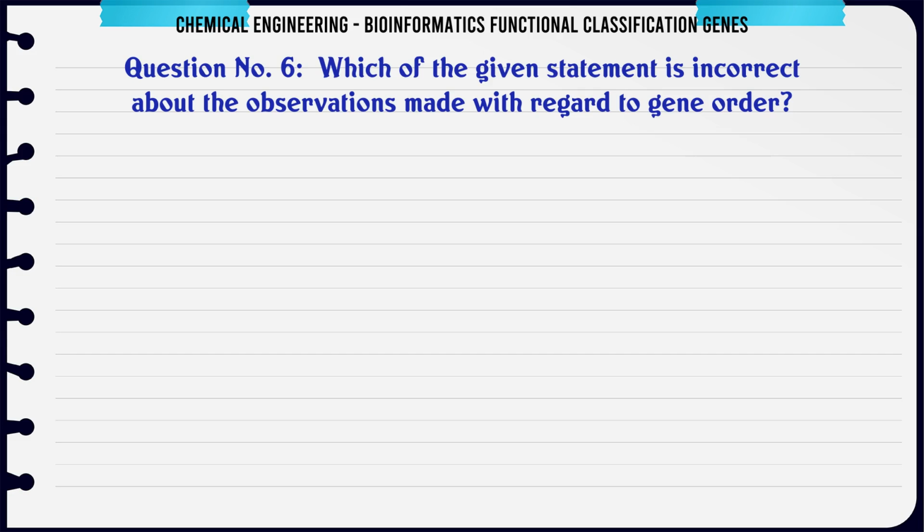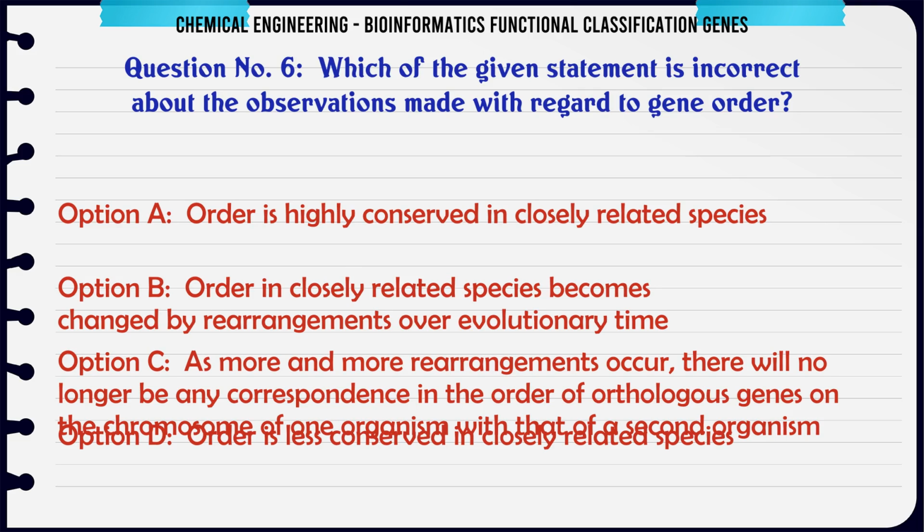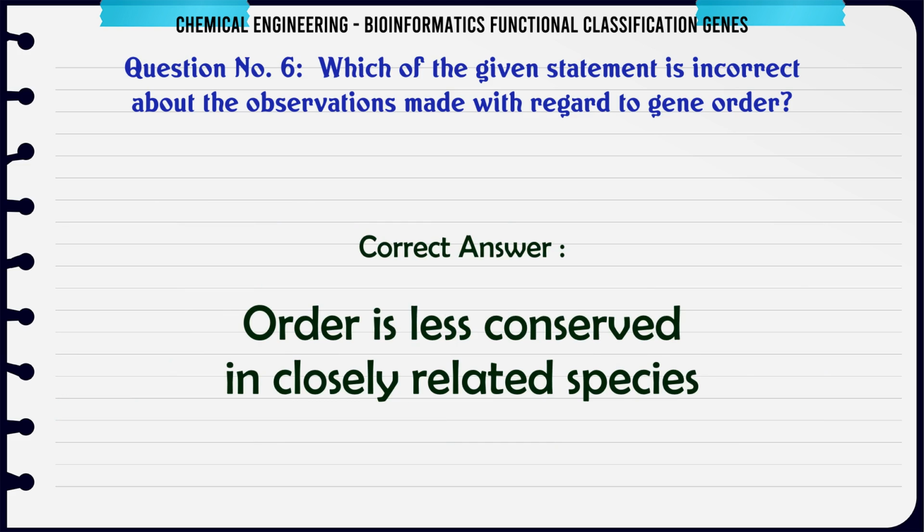Which of the given statements is incorrect about the observations made with regard to gene order? A. Order is highly conserved in closely related species. B. Order in closely related species becomes changed by rearrangements over evolutionary time. C. As more and more rearrangements occur, there will no longer be any correspondence in the order of orthologous genes on the chromosome of one organism with that of a second organism. D. Order is less conserved in closely related species. The correct answer is: order is less conserved in closely related species.